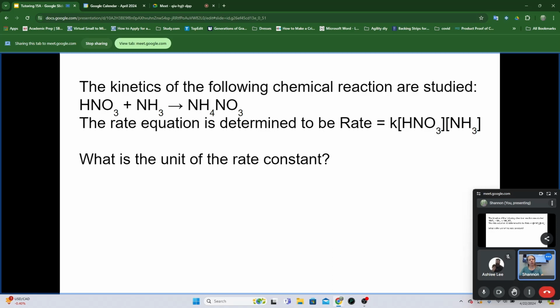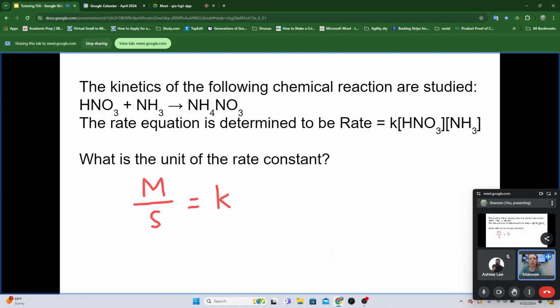Now, new part here. What is the unit of the rate constant? To teach you that, I'm going to write this rate equation out, but I'm just going to put units. What are the units of rate? Molarity over seconds. Yes, molarity over seconds equals K, which is what we don't know yet. That's what it's asking: what is the unit of the rate constant?